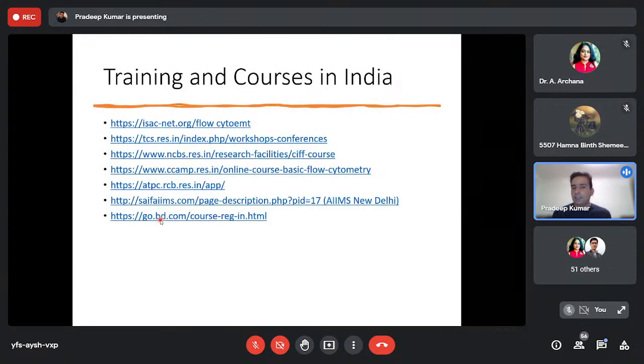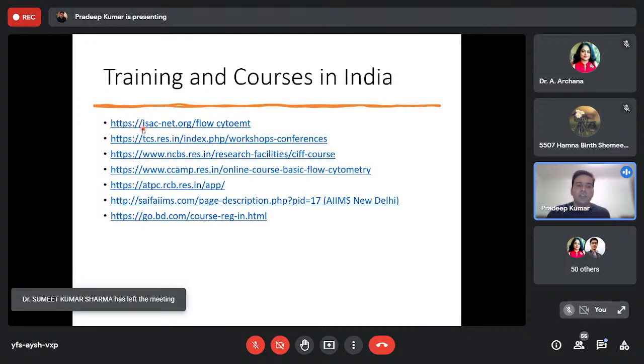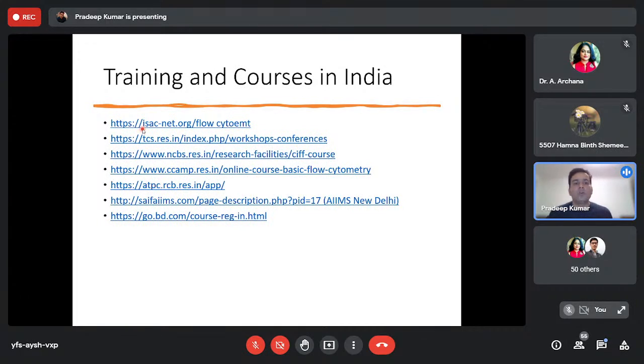Now, where to get the training and courses in India? Okay, so the first link is basically International Society of Advancement of Cytometry. That's a universal site, where all the workshops, all the international conferences that happen, you can find details in there. CSI is basically the Cytometry Society of India, where you can look for different workshops or conferences, and if you're a master's student, you can still look for it. Sometimes they give undergrad students as well, like you can join some workshops or conferences.